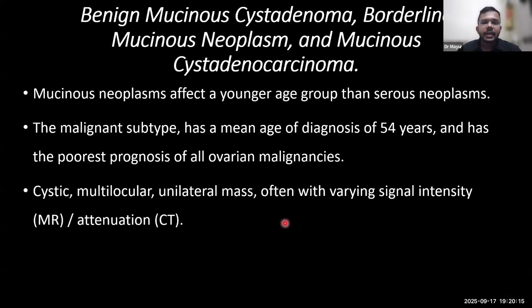Mucinous neoplasms, the benign, borderline, and malignant ones, affect a younger age group as compared to serous neoplasms. Malignant variety has a poorer prognosis as compared to rest of ovarian neoplasms. They are seen as cystic unilateral masses which have multiple locules, and each locule will have a varying signal intensity on MRI.